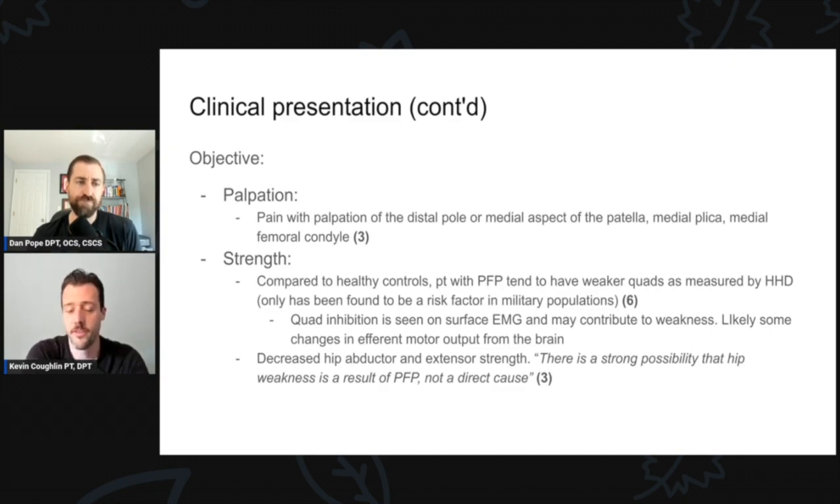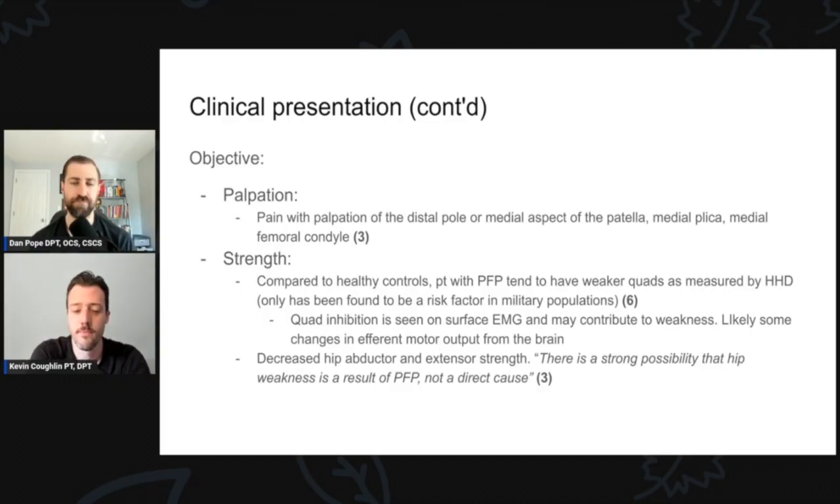When you test strength, which is something I think you should do unless they're in so much pain that it's not worth it, and maybe you test a little bit down the road. But compared to healthy controls, patients with patellofemoral pain tend to have weaker quads measured by a handheld dynamometer. And this is something that we have to be careful about, because do they have quad weakness that led to the patellofemoral pain, or do they have quad weakness because they've had pain for a while, and we know that pain inhibits strength? So something to keep in mind, but you can expect to see reduced strength on that side.